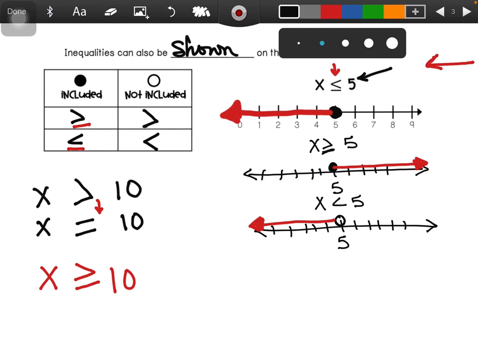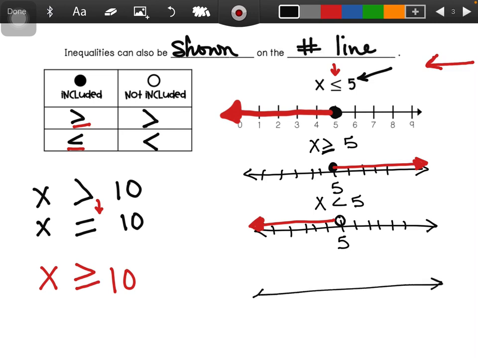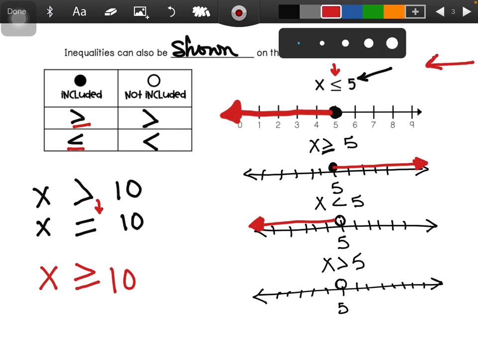And then if I did it again, going the opposite direction, which is greater than, X is greater than 5, I'll have the same thing. Here's my number 5. Okay. Again, I would have an open circle at 5, and my arrow would be going the opposite direction because it is now greater than 5.